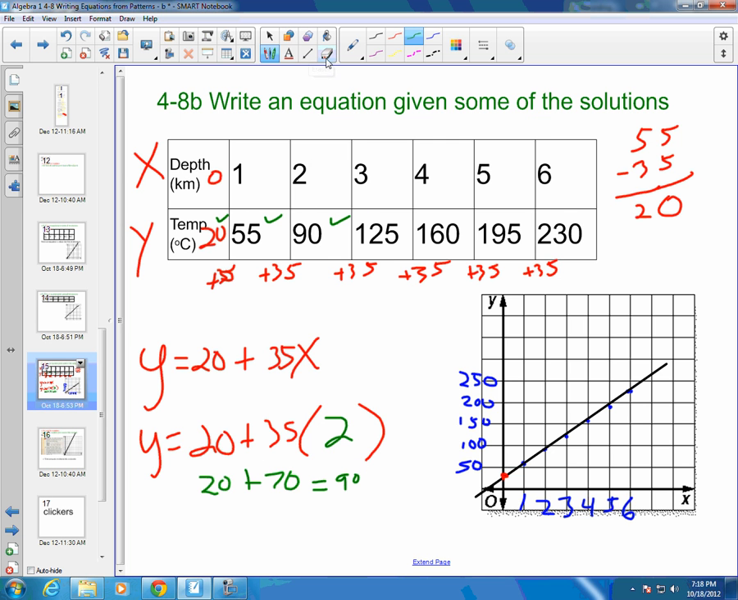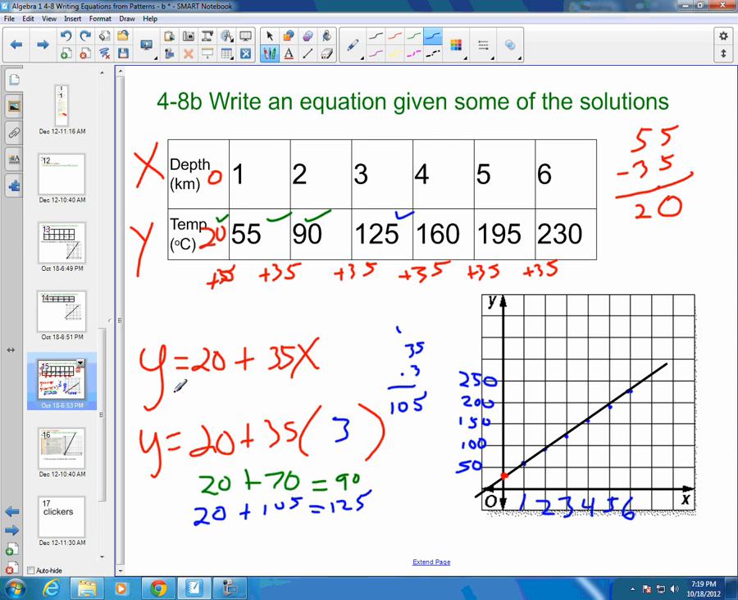We can try a 3 now. So I'll take out my 2, and I'll put in a 3. So that would be 20, and then 35 times 3. 3 times 5 is 15, carry the 1. That would be 9, 10. So plus 105. And 20 plus 105 is 125. So that one works also. So it looks like I've got the right equation.